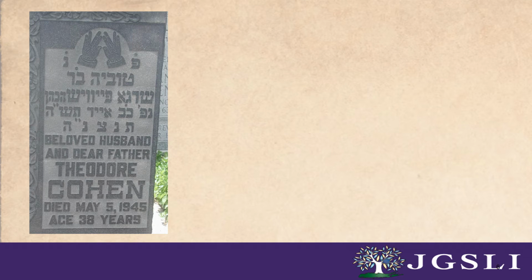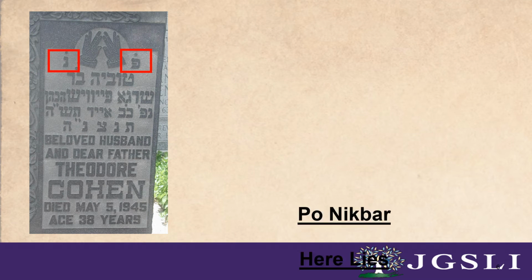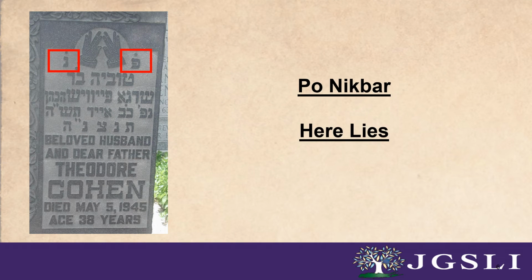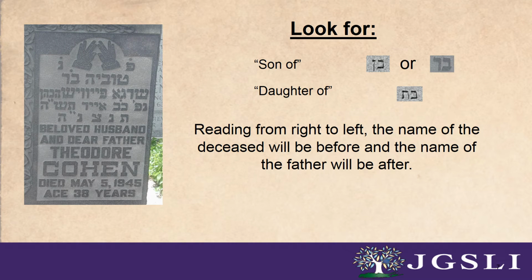Also at the top of this stone, we see the letters Pei and Nun. These are abbreviations for the Hebrew Po Nikbar, or here lies. And now for the most important part, the name. Look for these letters somewhere on the stone. Ber or Ben, meaning son of, or Bat, meaning daughter of.